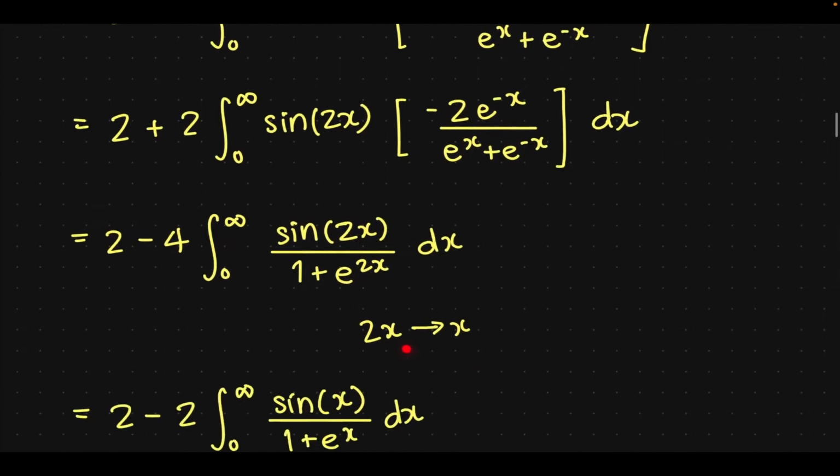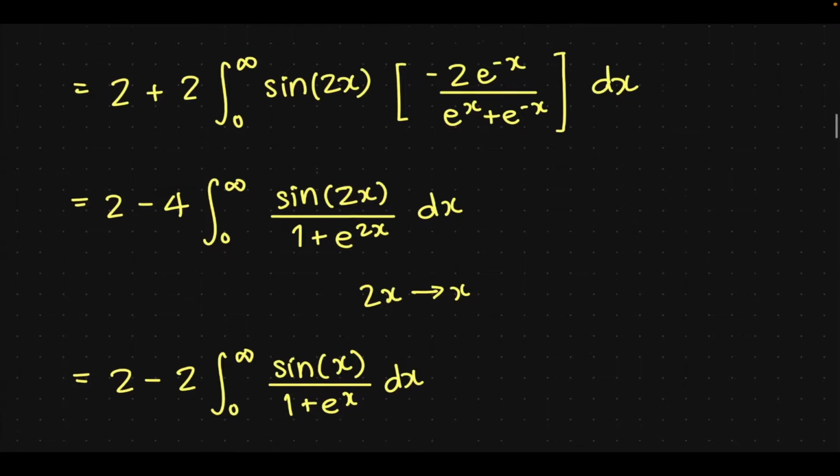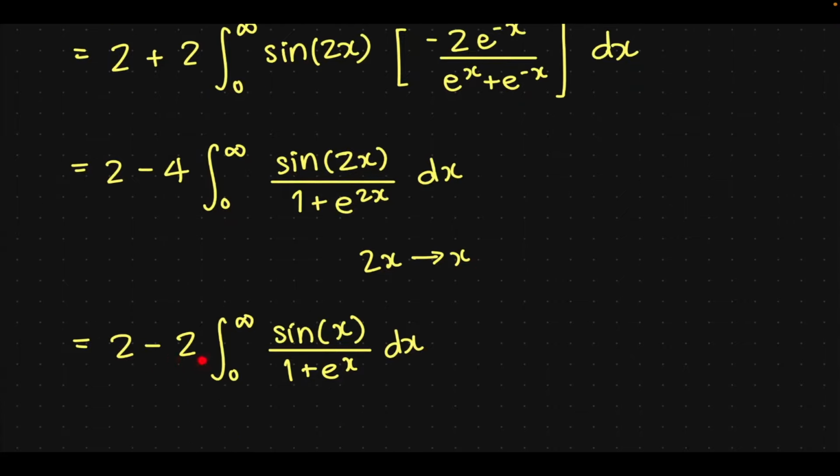Now again, we don't like the 2x. Do a change of variables, 2x goes to x. So we have 2 minus 2 times the integral 0 to infinity of sine of x divided by 1 plus e to the x dx.